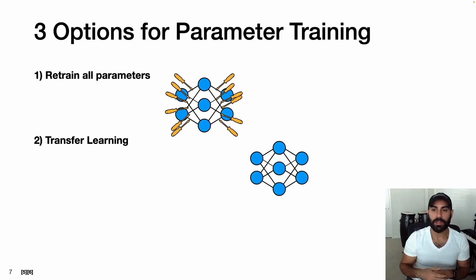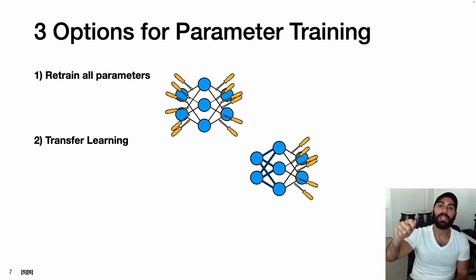Another option we can do is transfer learning. And this is essentially where we take our language model and instead of retraining all the parameters, we freeze most of the parameters and only fine-tune the head. Namely, we fine-tune the last few layers of the model where the model embeddings or internal representations are translated into the target or the output layer.